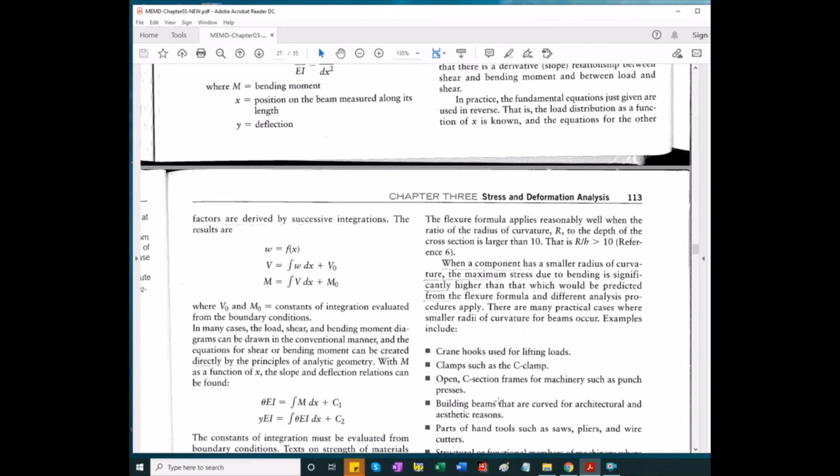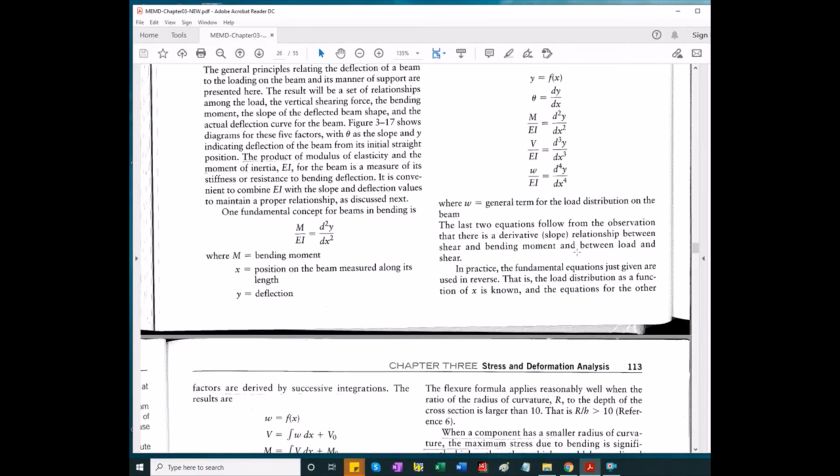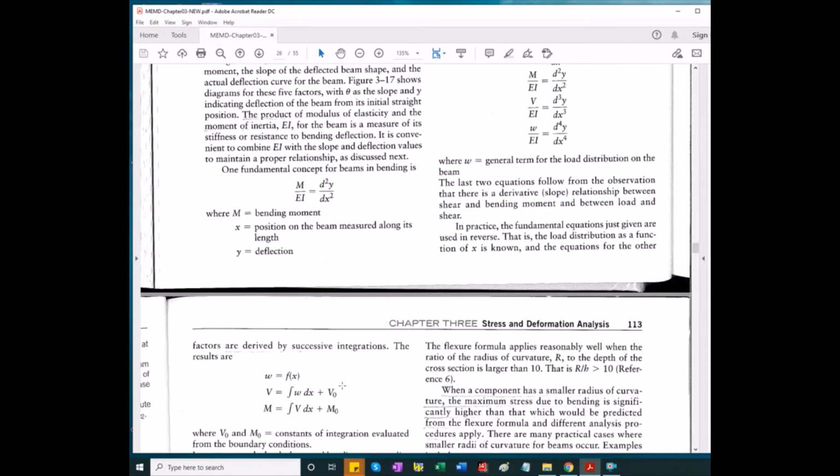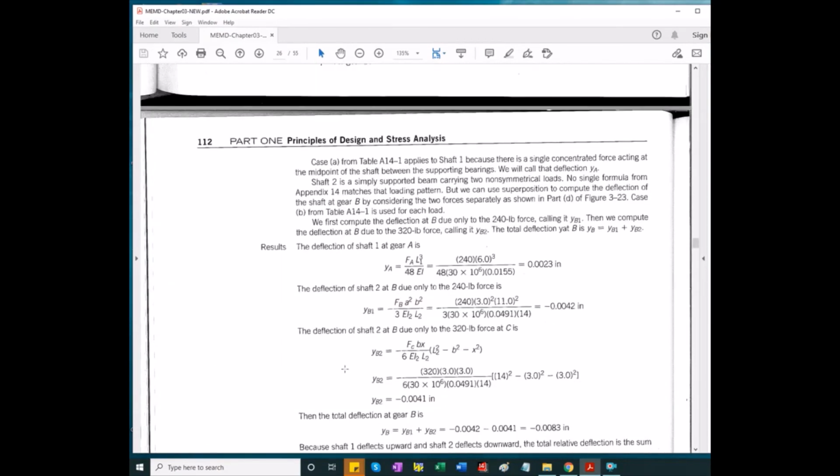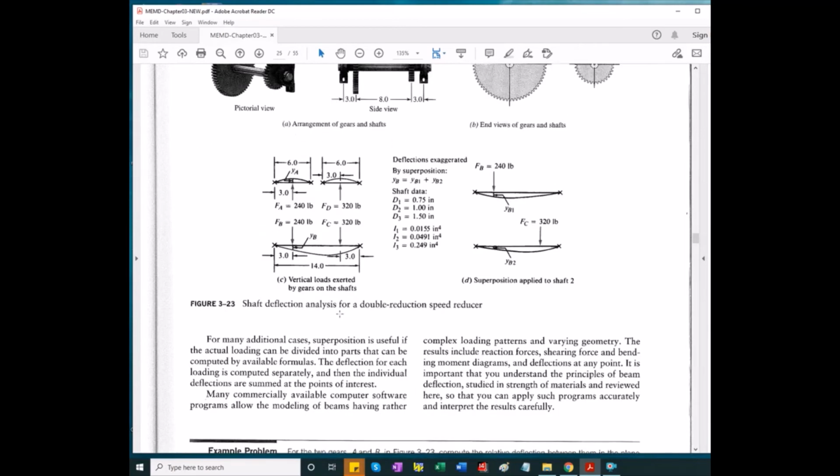Otherwise, there are equations in the back of the strengths book that allow us to calculate, either using the equations directly or using the principle of superposition, the deflection at certain locations. So with successive integration, there are constants of integration that we need to determine, and they are based on the end supports again.